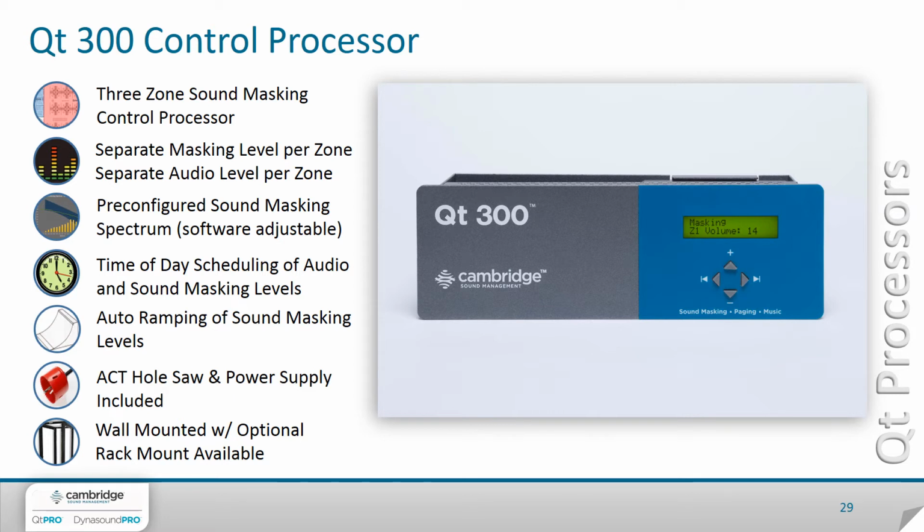All QT Pro controllers include an emitter hole saw sized for ACT tile installation, as well as the appropriate power supply. QT300 control processors may be wall-mounted or alternatively ordered with an optional rack mount kit for mounting in a standard 19-inch equipment rack.